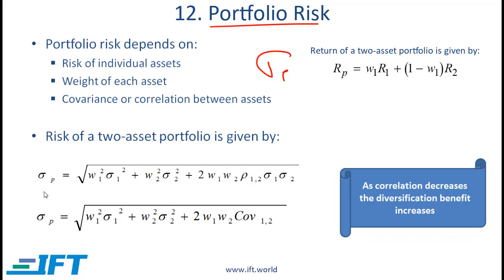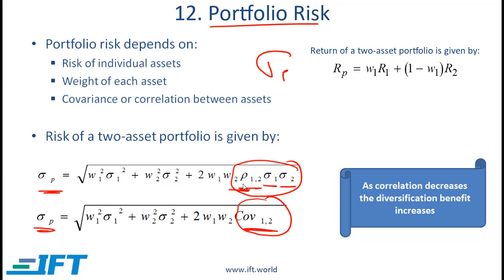And here are the formulas for the risk of a portfolio that you should be very familiar with by now. I have shown you both forms, the one that uses correlation and the one that uses covariance. The covariance between 1 and 2 is simply the correlation times standard deviation 1 times the standard deviation of 2. The point that we will emphasize now is that the diversification benefit improves. In other words, the riskiness of the portfolio comes down as the correlation decreases.